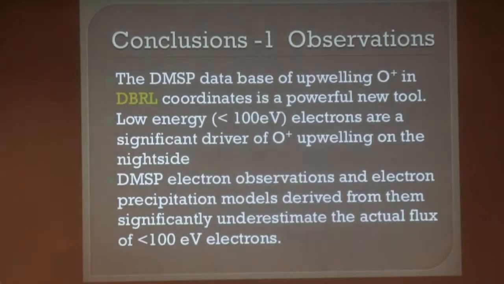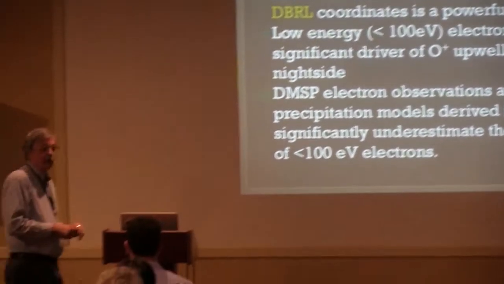Based on this analysis, we say that the dynamic boundary layer coordinates are a new tool. The low energy 100-volt electrons are a significant driver of O+ upwelling on the night side. We didn't have to play with it on the day side. Almost anything we did, including no precipitation, worked. And the DMSP electron observations and the models derived from them significantly underestimate 100-volt electrons, which are very effective in driving upwelling. So what are the consequences for models?